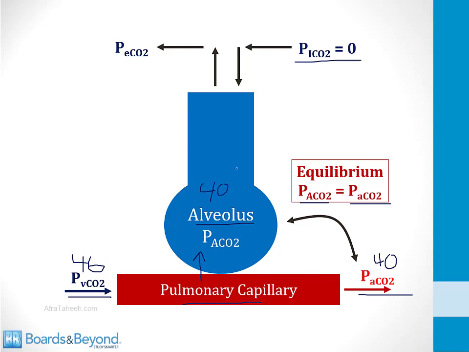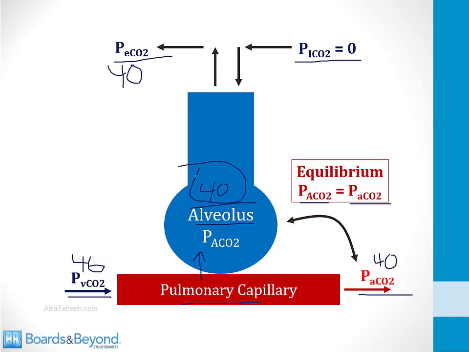Now, if the only thing we had in our lungs was working alveoli, then all of the expired CO2 gas would come from an alveolus, and therefore the expired concentration of CO2 would be 40. In other words, everything we blow out would come from an alveolus, and it would have the same concentration here that we have in the alveolus.